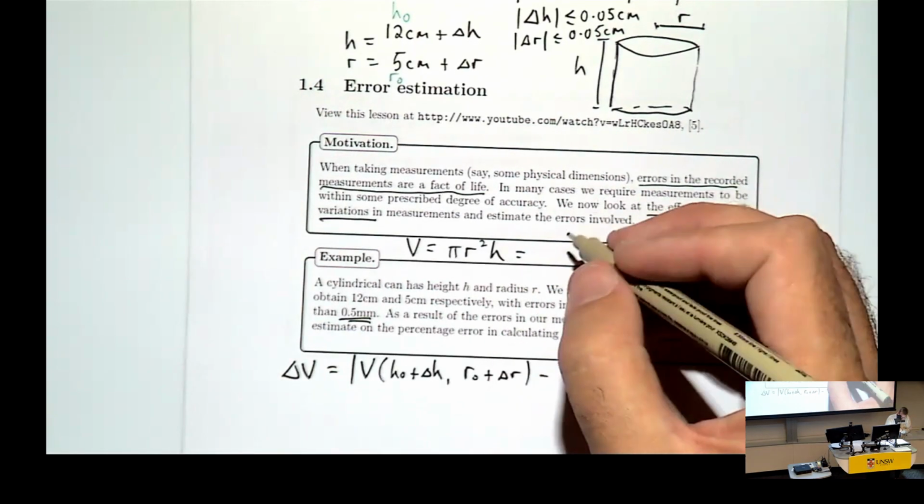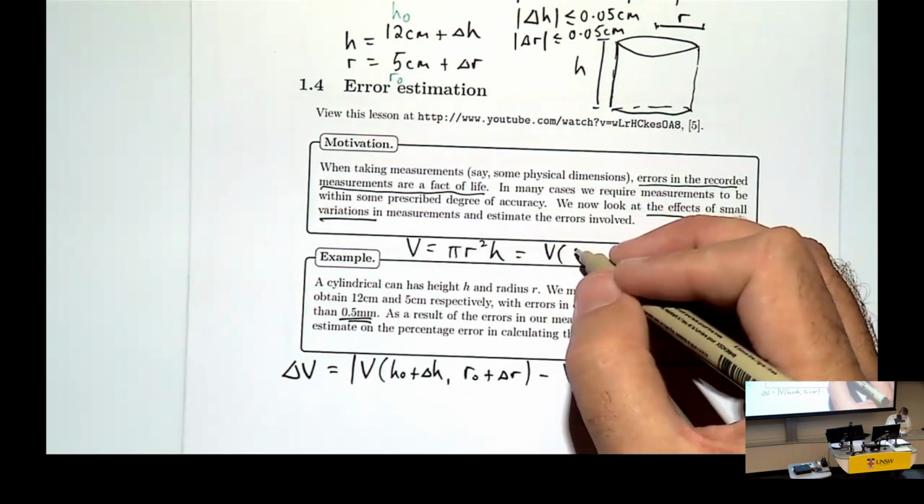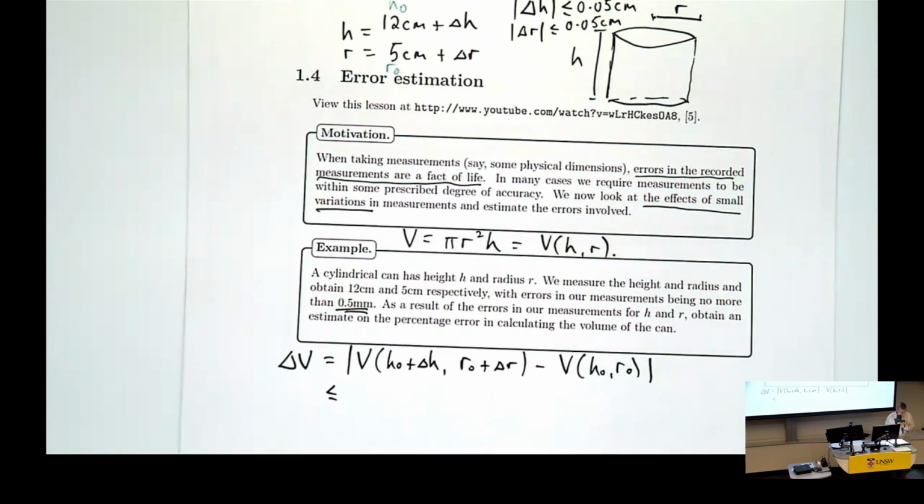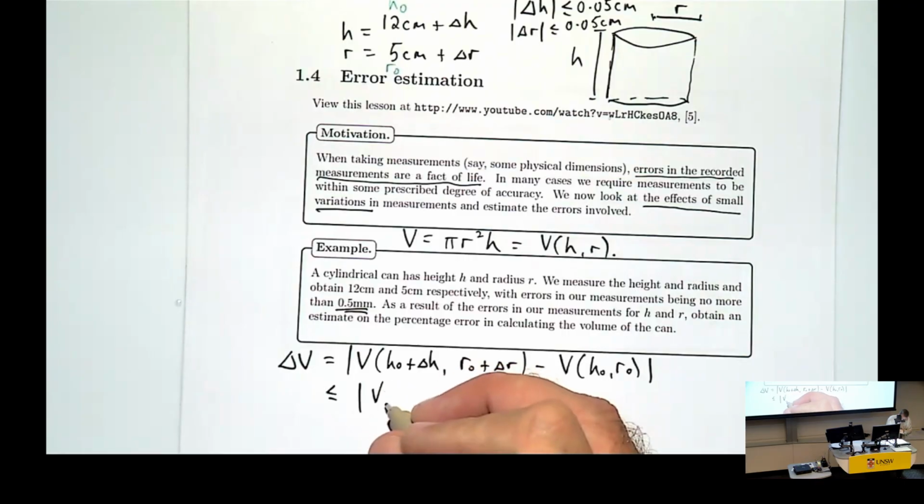Okay, so this is your V of H and R. All right. So that'll give me something in cubic centimetres, but remember I want to get an estimate of the percentage error. Okay, so I'll come back to this in a minute. All right, so using the tangent plane, I can do this.